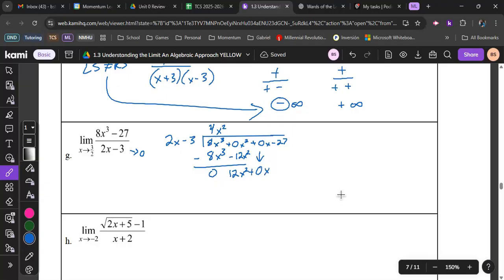2x goes into 12x squared 6x times. I just realized I wrote these, sorry. These should be over a little bit, right? You should line them up. 4x squared plus 6x, my bad. All right, 6x times 2x is 12x squared. 6x times negative 3 is minus 18x. Subtract. I'm going to get 0 and 18x. Bring down the next one.